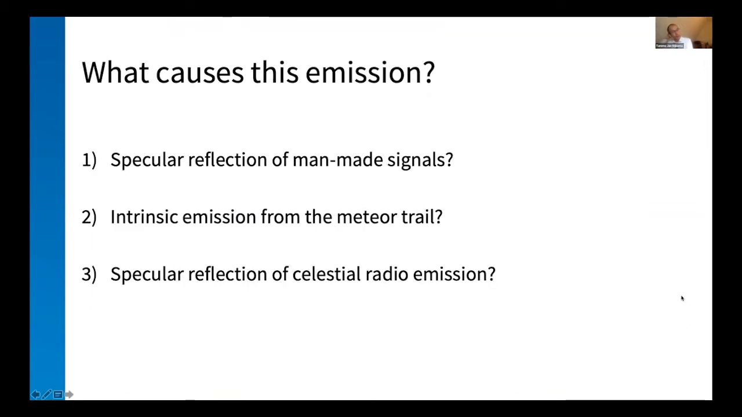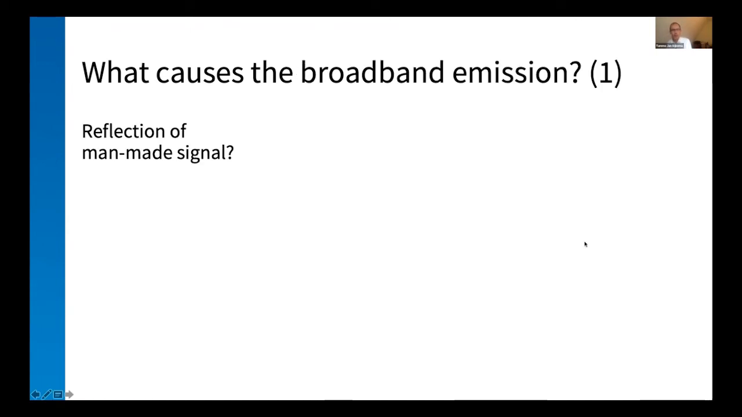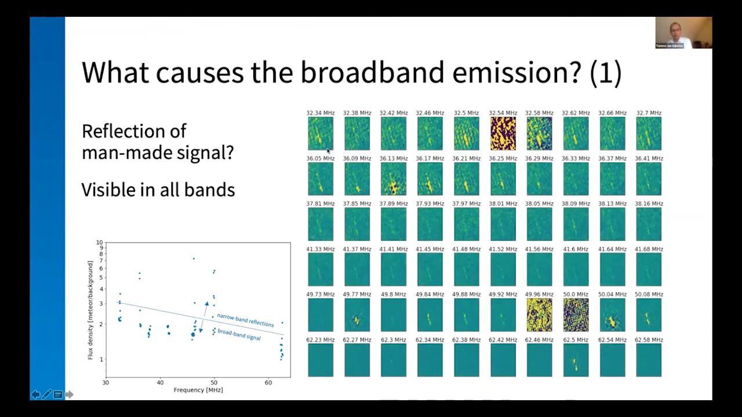So now the big question is, what causes this emission? What makes this radio signal? Could it be a specular reflection, as all the radar investigations use, or the radio amateurs use? Or could it be intrinsic emission, as the people from the LWA think? Or could it be a specular reflection of celestial radio emission from radio sources in the sky? So let's go into all three of these. Could it be a reflection of a man-made signal?